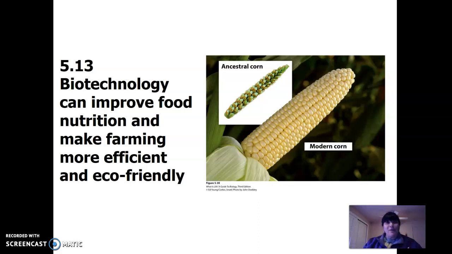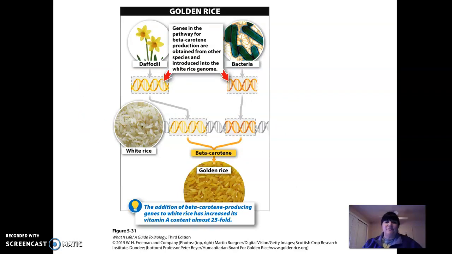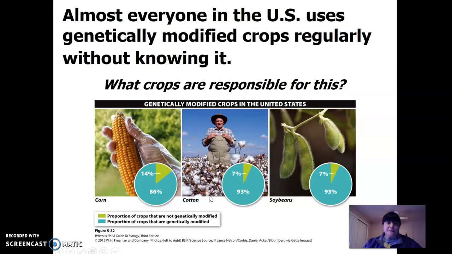But now with biotechnology, we can actually take genes and insert them right into the plants. So yes, they've made rice that has nutrients, that golden rice. It says the addition of beta carotene producing genes to white rice has increased vitamin A content almost 25-fold. So that helps people in certain countries.